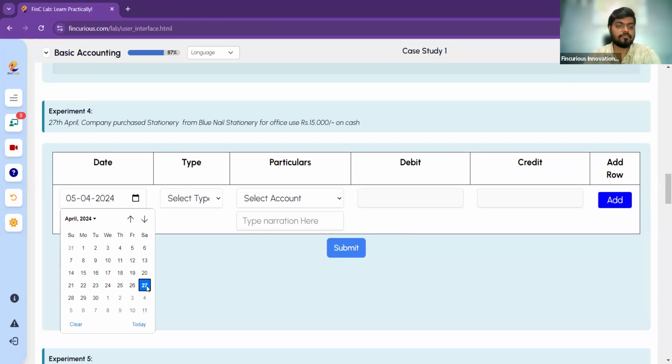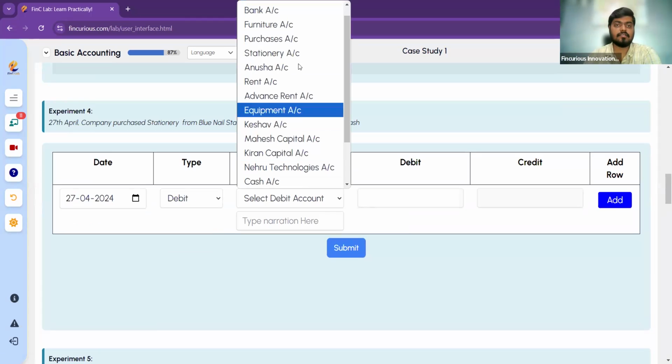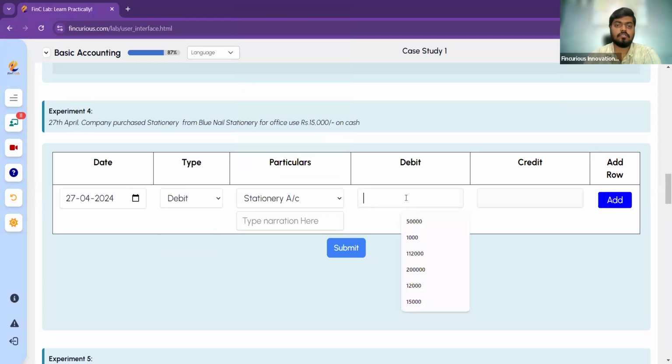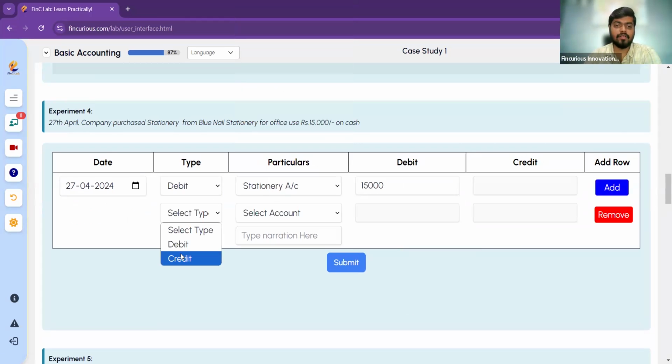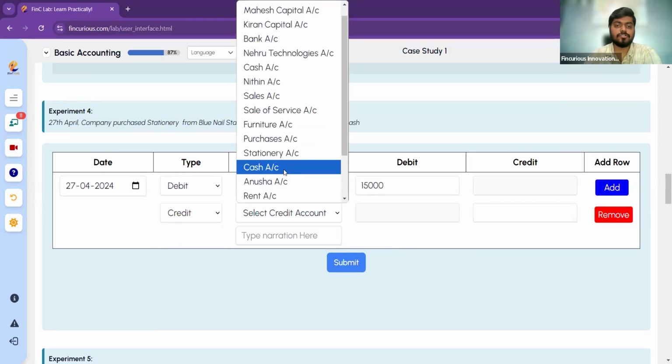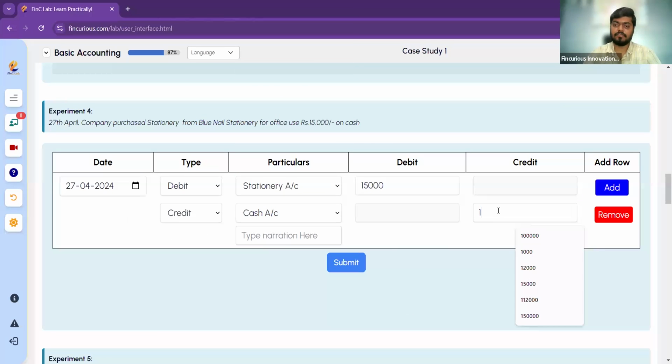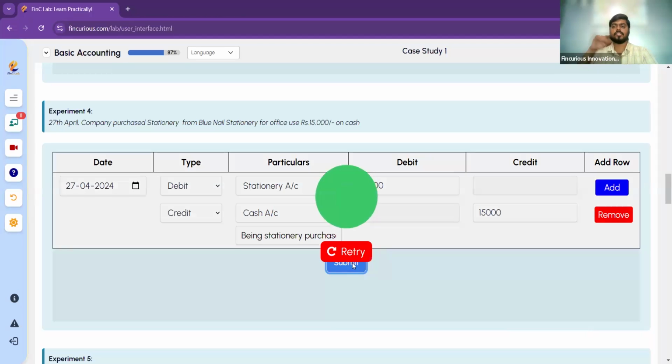27th of April, debit stationery account. Where is stationery? Yes. Here 15,000 rupees and click on add button, select type credit, and here we need to do cash because it has been paid in cash, 15,000 rupees. And narration being stationery purchased in cash. Submit. Right. So this is how we need to understand how to pass journal entries using this gamification tool.